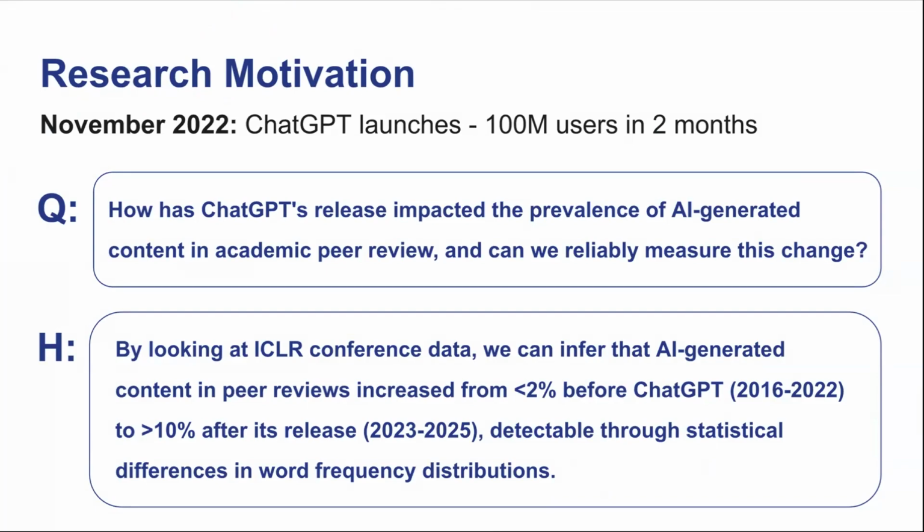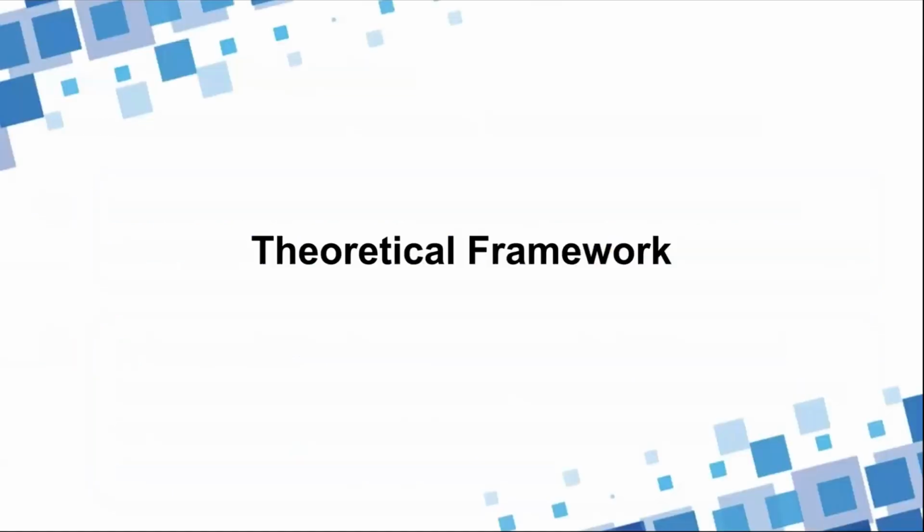Our hypothesis begins by looking at ICLR conference data. Again, we're using just the ICLR conference data to make this inference across all peer reviews. If it would show an increase of less than 2% before ChatGPT, then we would infer that it would have increased by 10% or greater after its release, which is 2023 to 2025. And this would be detectable through statistical differences in word frequency distributions.